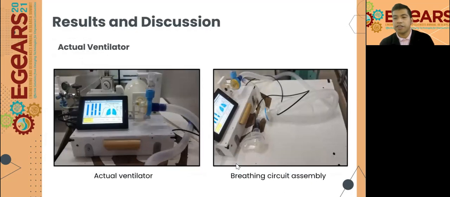For the results and discussion, here are the photos of the actual ventilator and the breathing circuit. We can see the LCD screen with the displayed GUI and also the flow sensor that is attached at the end of the breathing circuit near the patient to read a more accurate volume of oxygen that is delivered to the patient.